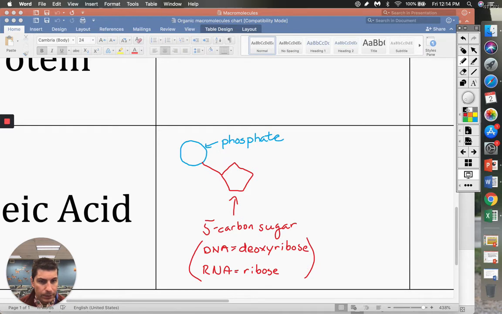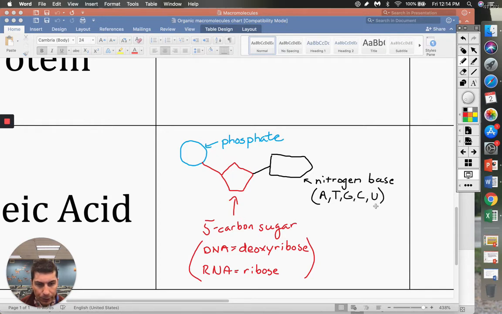And then lastly, last part here, we are going to have a nitrogen or nitrogenous base. Either word works. Nitrogenous base. And that's either going to be A, T, G, C, or U. Those are your 5 different bases, guys. 4 of them are in DNA. 4 of them are also in RNA.